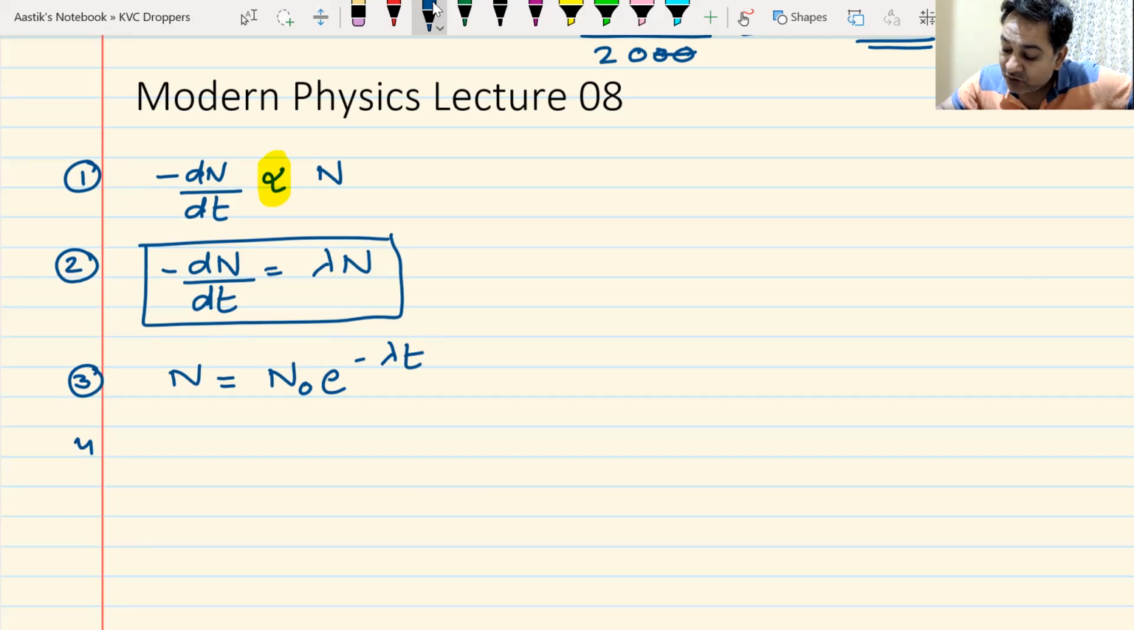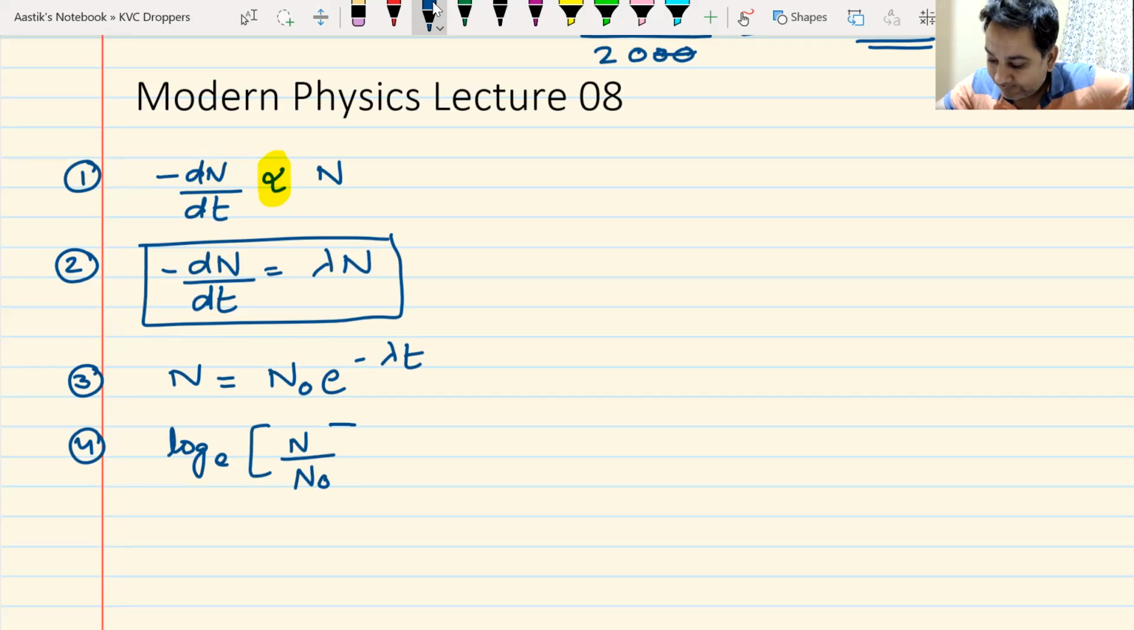Okay. Then we had a formula of log to the base e in terms of N and N naught. What was that? Minus lambda t. What minus lambda t? Log to the base e of what? Log of N by N naught is equal to minus lambda t. I've written e wrongly; it is log of N by N naught equal to minus lambda t.